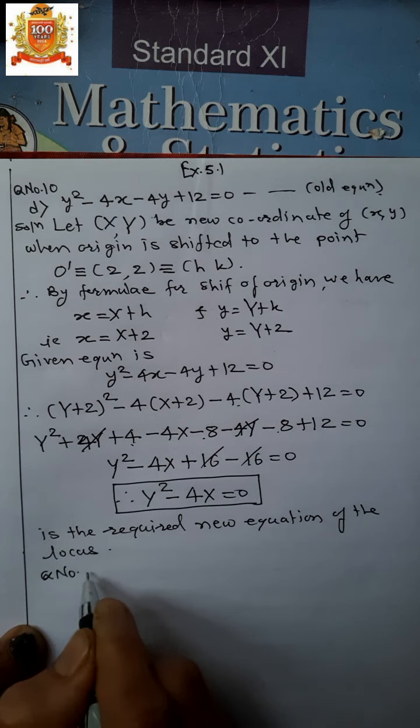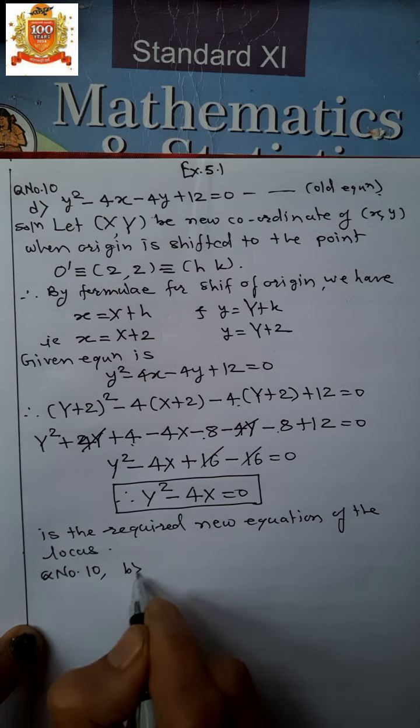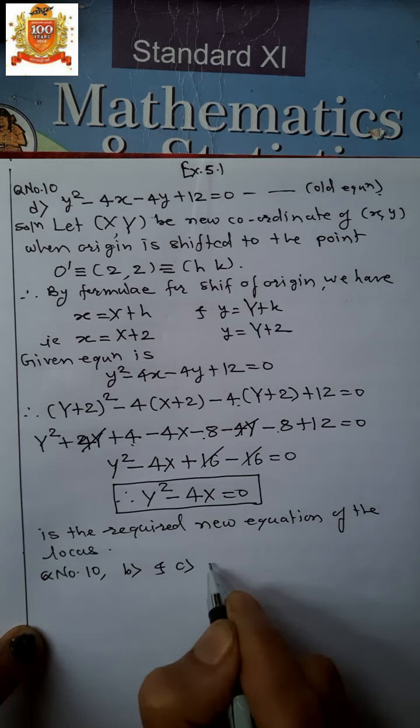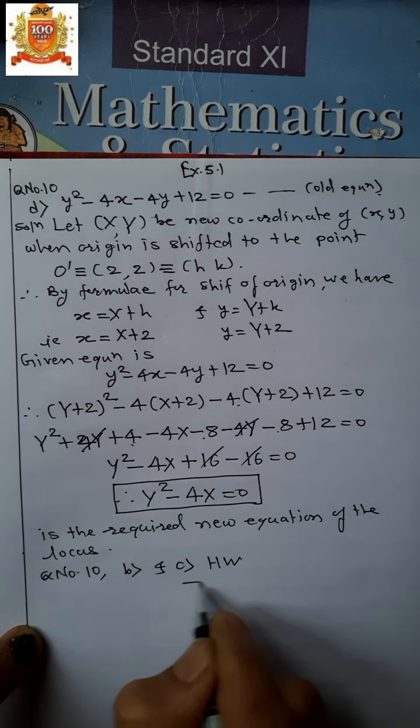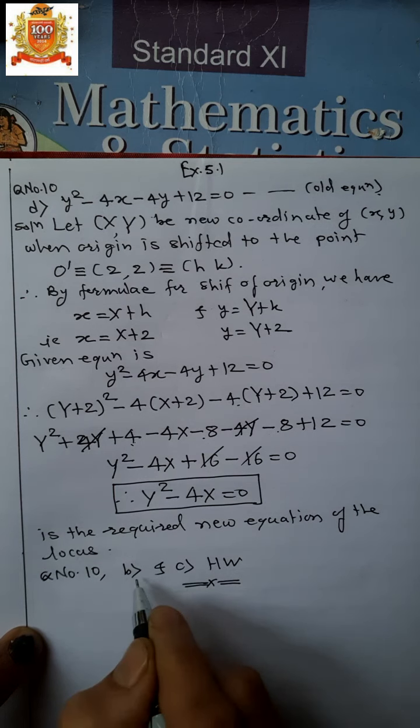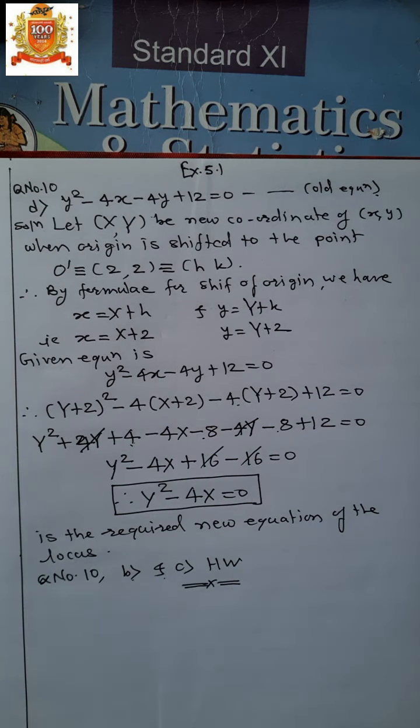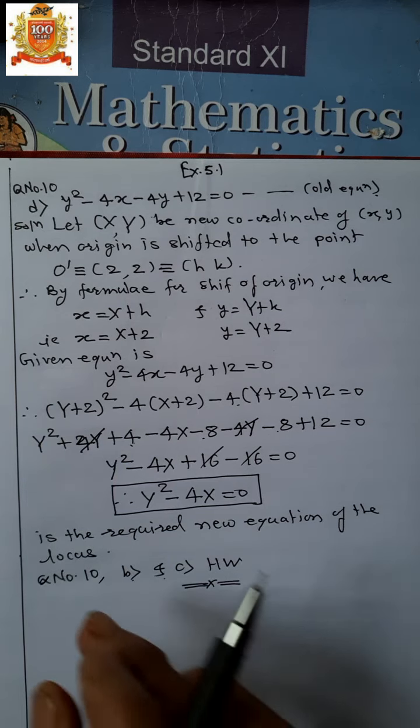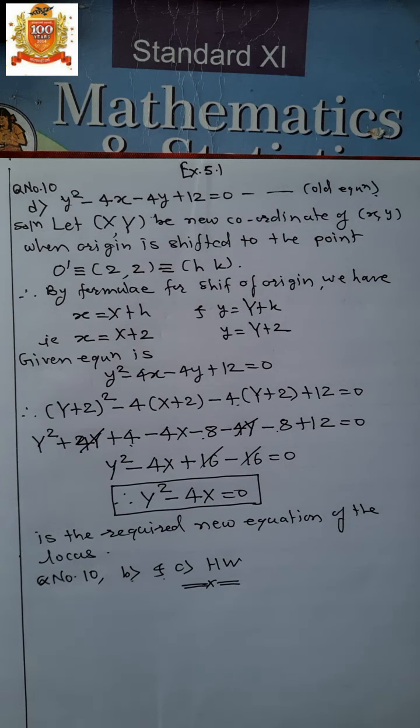Question number 10, B and C, homework. Try to solve these questions B and C. Isn't it? In this way we complete shift of origin. Next part we will see in the coming video.